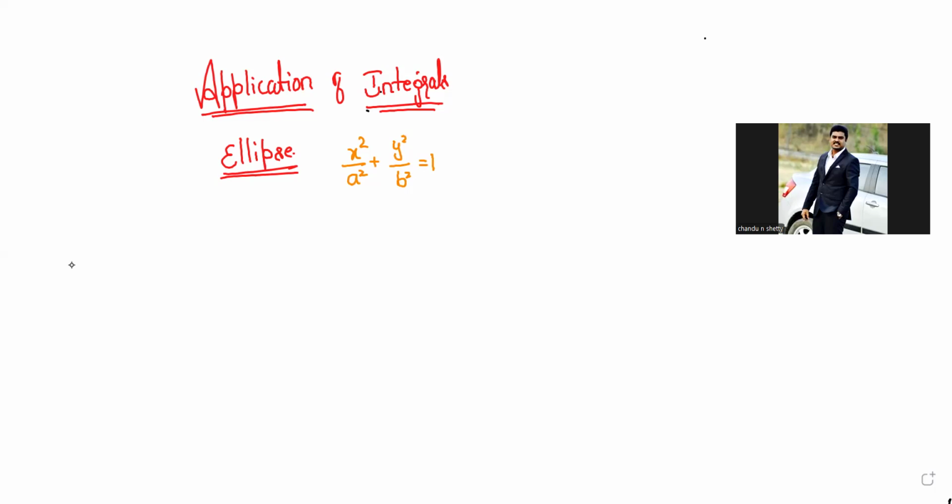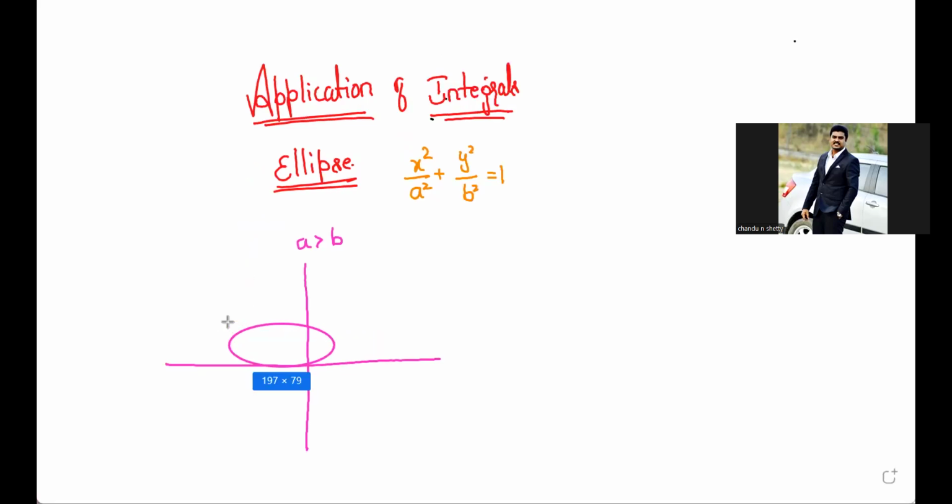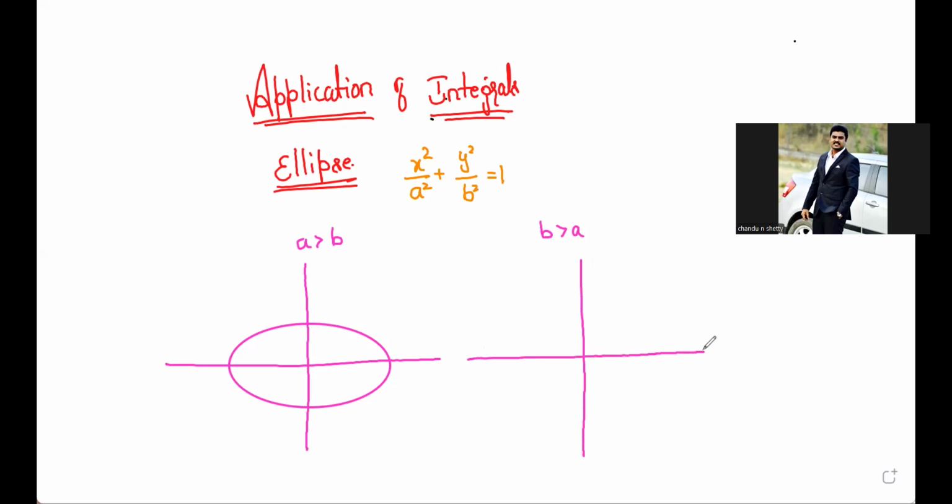So in the ellipse, we have some speciality. If A is greater than B, the ellipse will come in the sleeping position, like this. If B is greater than A, the ellipse will come out in the standing position, like this.